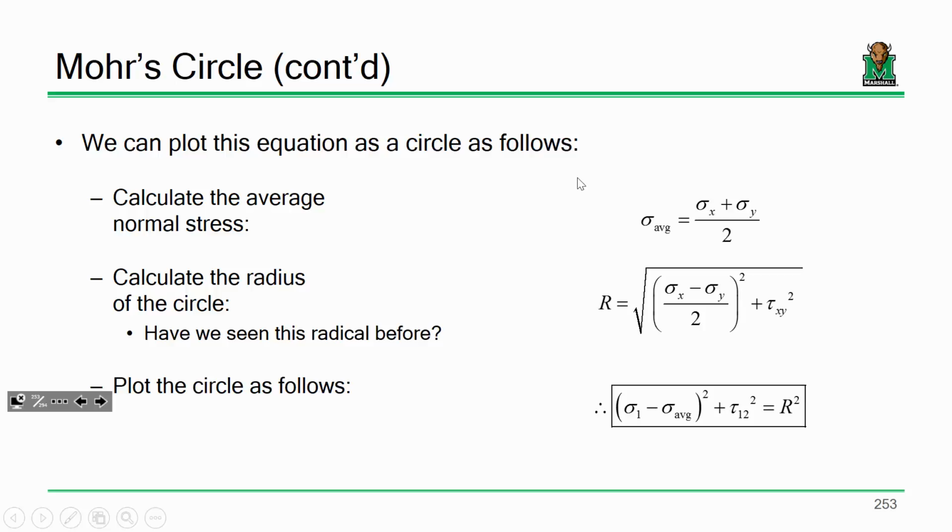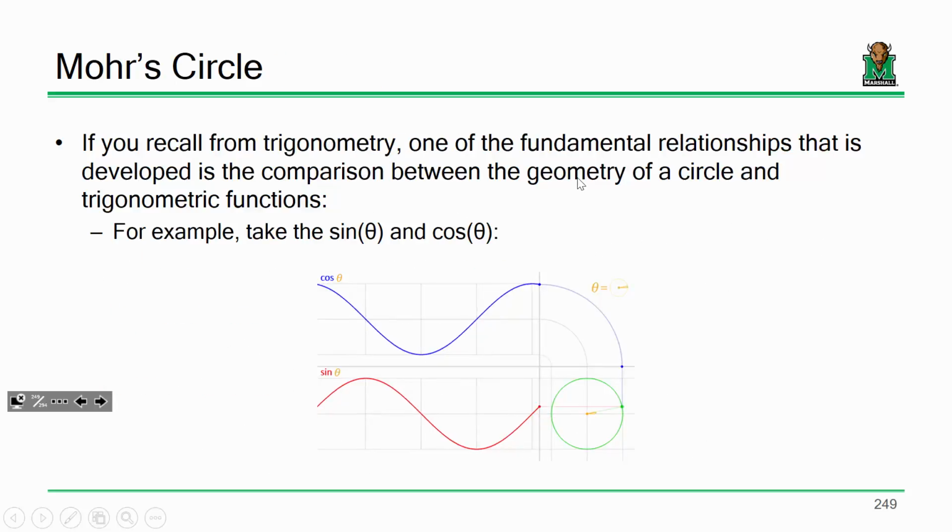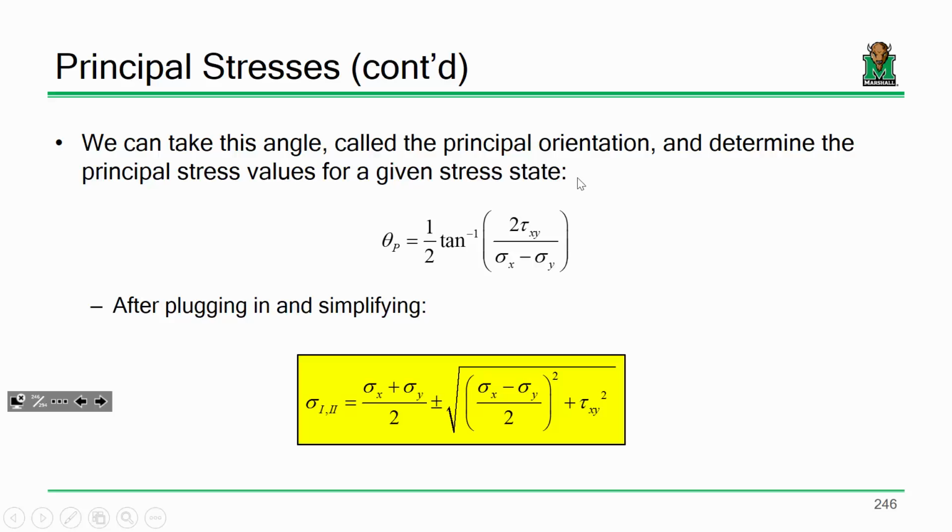Now, the nice thing about this is look at this: sigma average plus r. Look at this and look at this. Here's where the speciality of this relationship comes into play. Have we seen these expressions before? Well, look at this. Let's go back to principal stresses. Look at that. The principal stresses are this plus or minus that, or the average stress plus or minus the radius of Mohr's circle. Does that make sense?